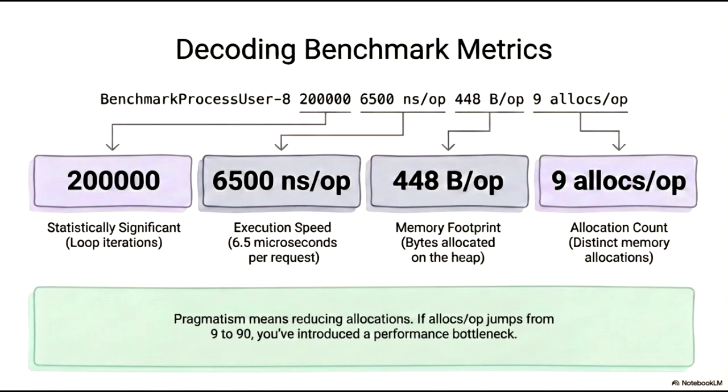Pragmatism in performance tuning often centers on reducing these allocations. If this count jumps significantly, for example from 9 to 90, it is a clear indicator that a performance bottleneck has been introduced, which will likely increase garbage collection pressure and decrease overall throughput.